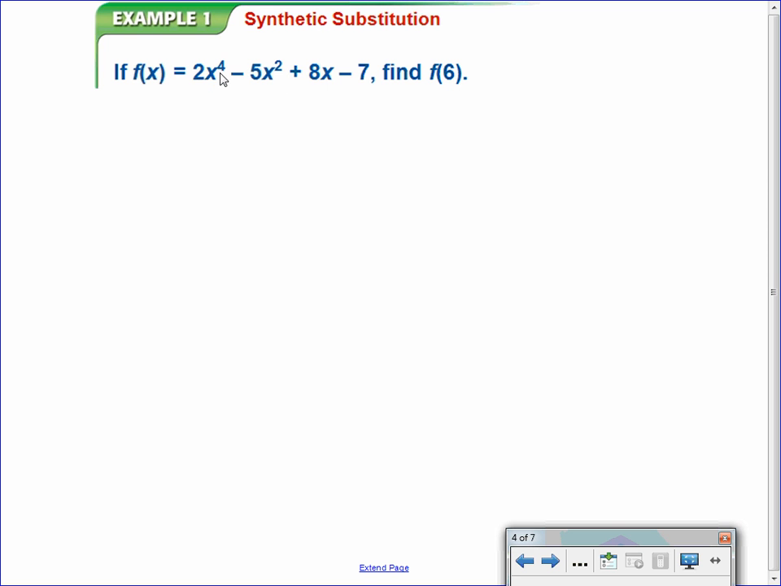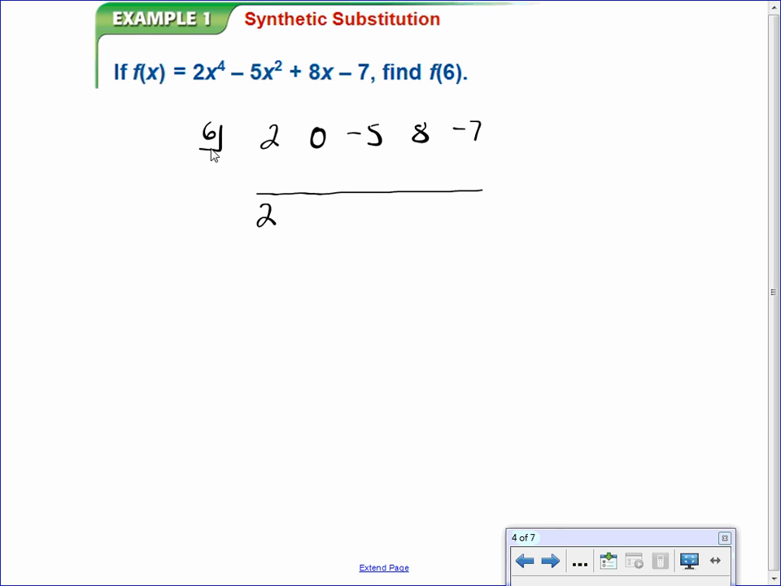Now remember, since that's 4th degree, I need one more term than that. I need 5 things in my row. So I've got the 2 for the x to the 4th. I've got no x to the 3rd, so I place a 0. I've got the -5 for x squared. And I've got the 8 for the x, and then the -7. And if I want to know what this is worth, if I were to run 6 through it, I'll put a 6 out here and just go through and do synthetic division.